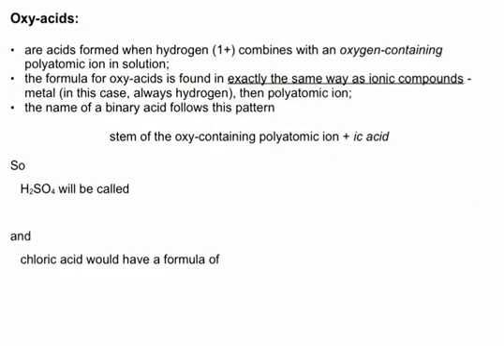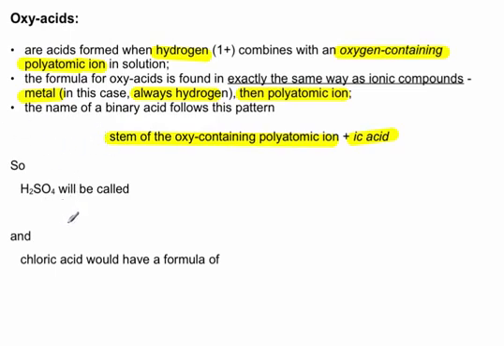Now another type of acid is known as oxyacids. Oxyacids are formed again when hydrogen combines with an oxygen-containing polyatomic ion. So now we have these polyatomic ions on board. The formulas get a little more complex, but not really, because we're just dealing with polyatomic ions. Again, the formula is exactly the same: hydrogen first, then the polyatomic ion, and the name is just like we did with the binary acid. You have the stem of the oxygen-containing polyatomic ion, and then ic acid. So what's different is there's no hydro prefix.